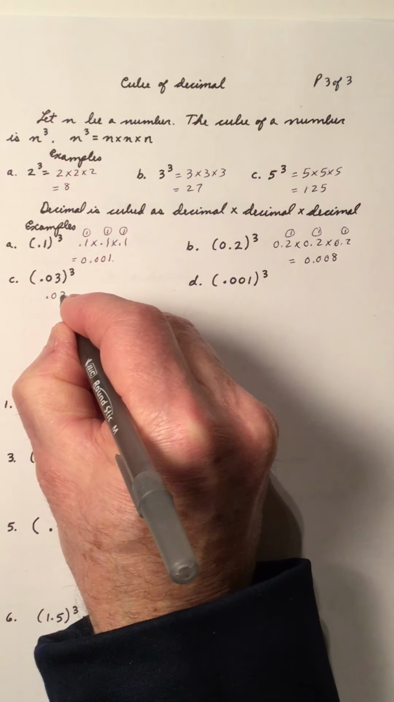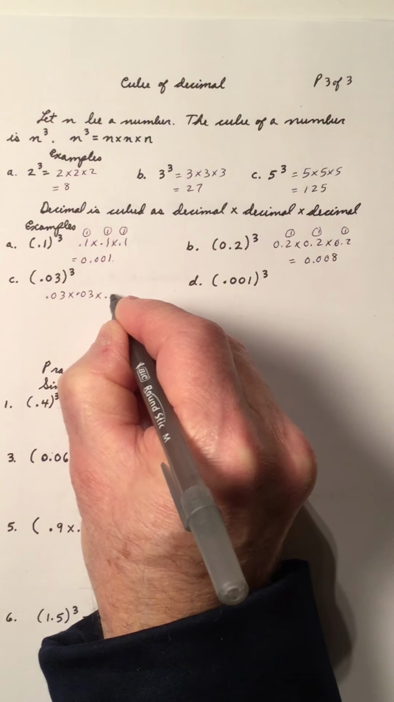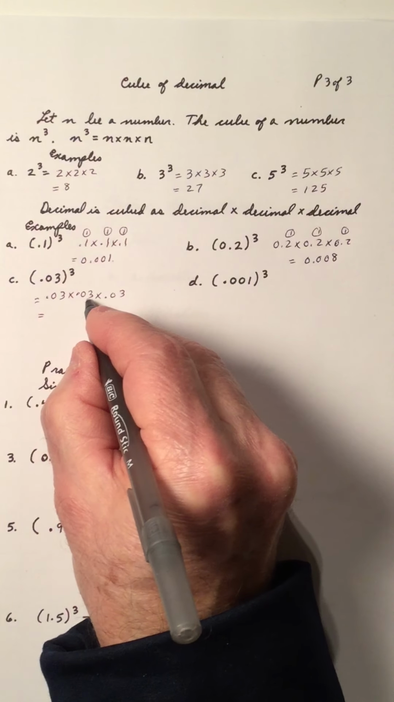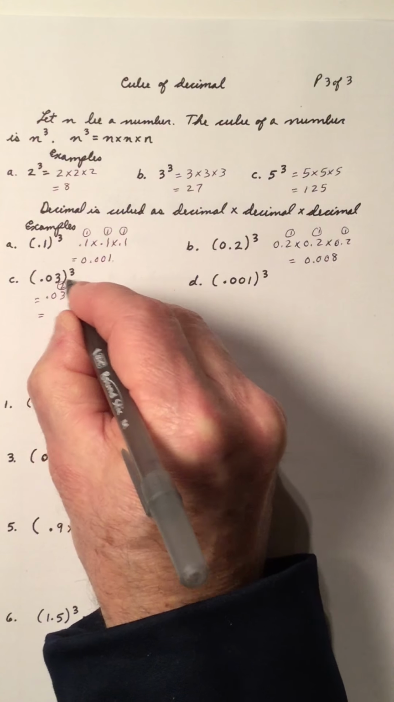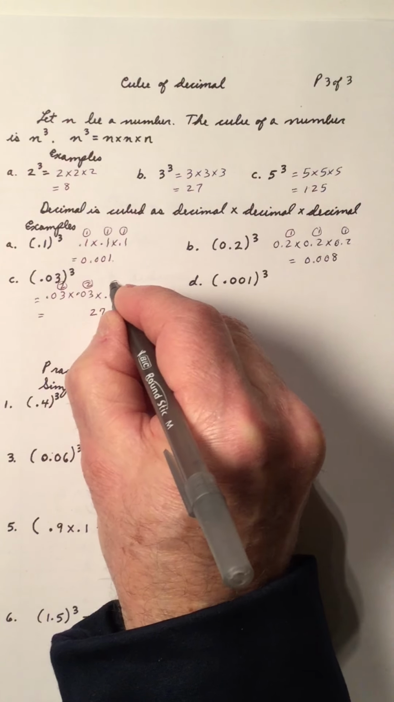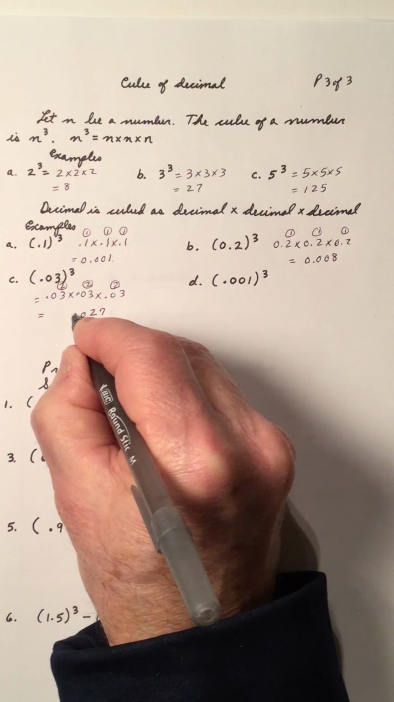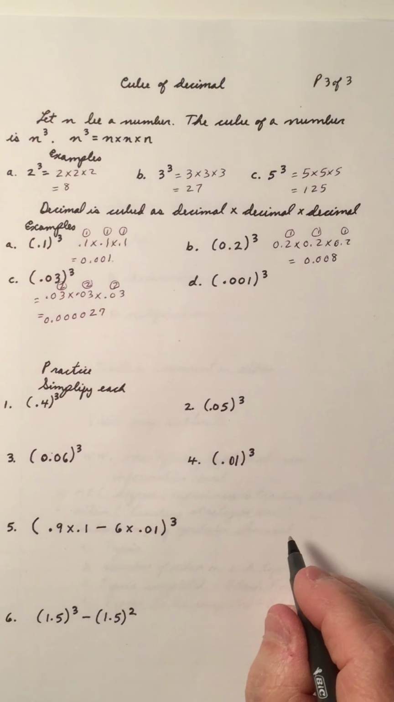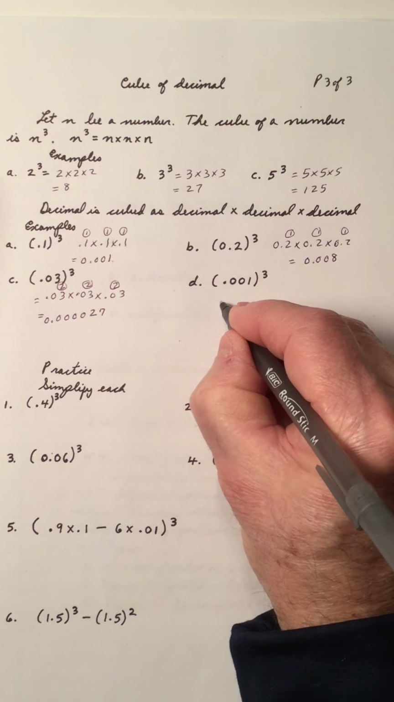Decimal 0.3 times decimal 0.3 times decimal 0.3. And 3 times 3 is 9. 3 nines are 27. And we have 2 decimal places, 6 altogether. 1, 2, 3, 4, 5, 6. So decimal 4 zeros, 2, 7.